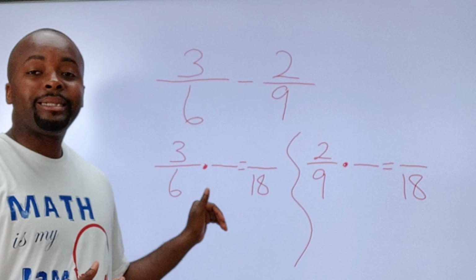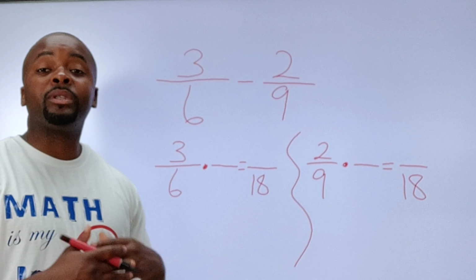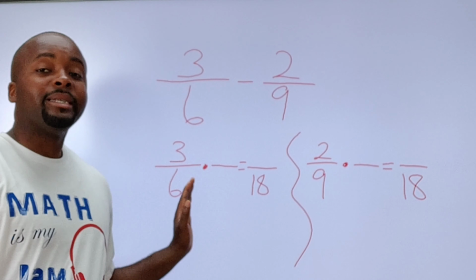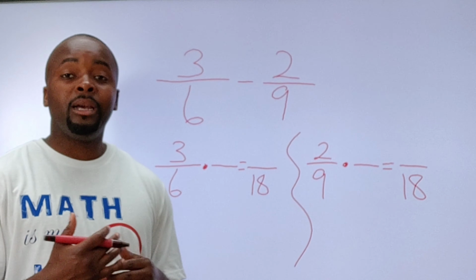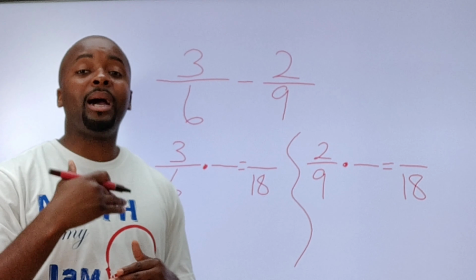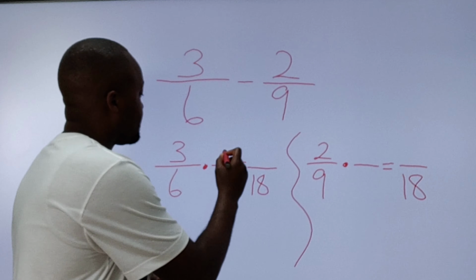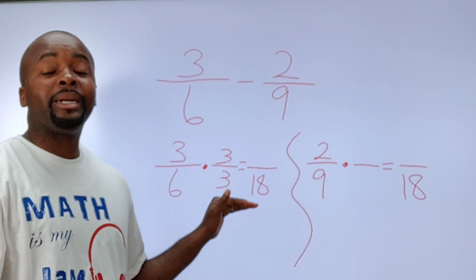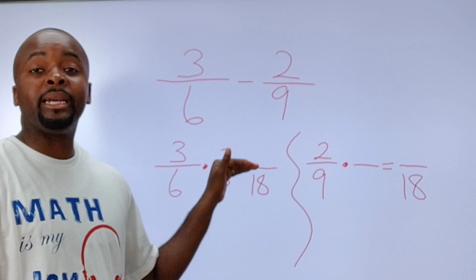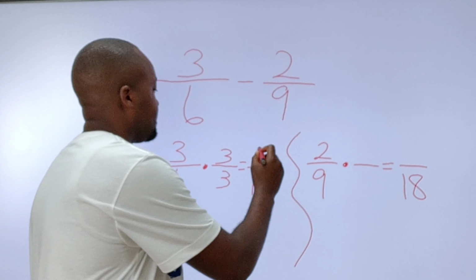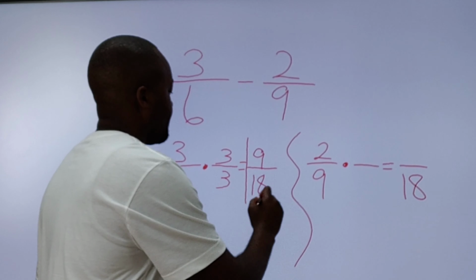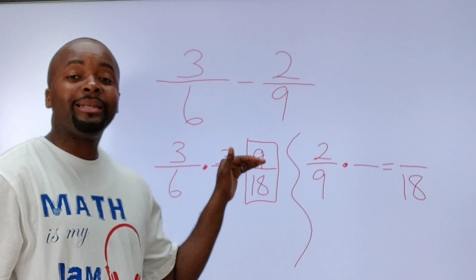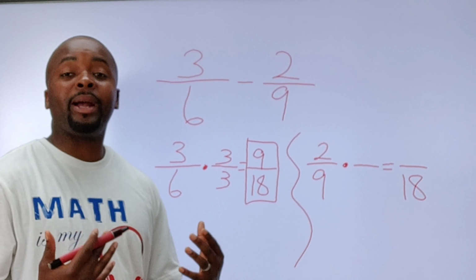Now I have 3/6 times some fraction equals some fraction with a denominator of 18. And so here, 6 times 3 equals 18, so I'm going to multiply the top and the bottom by 3. 6 times 3 equals 18. 3 times 3 equals 9. 9/18 becomes my equivalent fraction here.